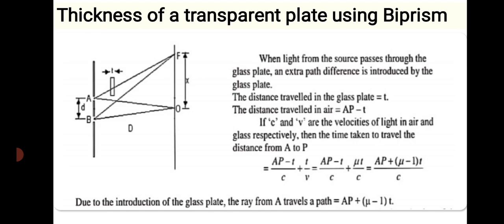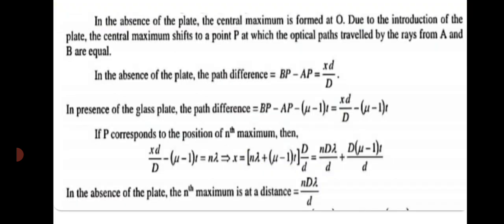Due to the introduction of a glass plate, the ray from A travels a path equal to AP plus (mu minus 1) into t. In the absence of a plate, the central maximum is formed at O. Due to the introduction of the plate, the central maximum shifts to point P, at which the optical paths travelled by rays from A to B are equal.